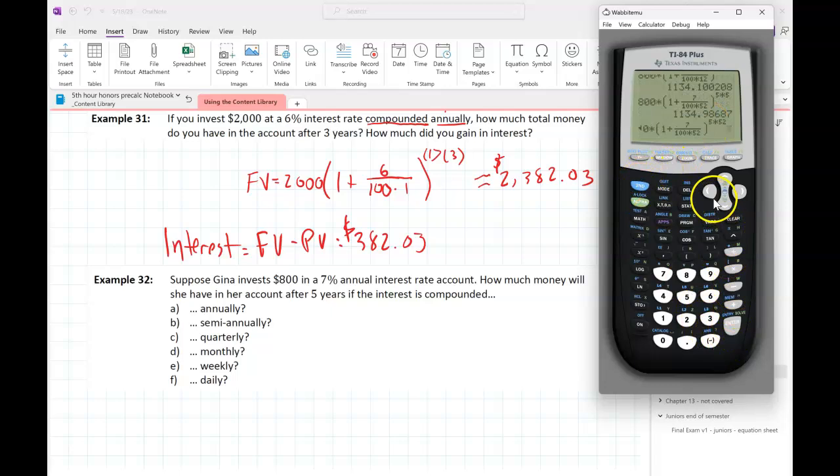What if we do yearly, though? 365. That's so many compounds, right? So many compounds. That's got to make a huge difference. Oh no, like 30 cents.